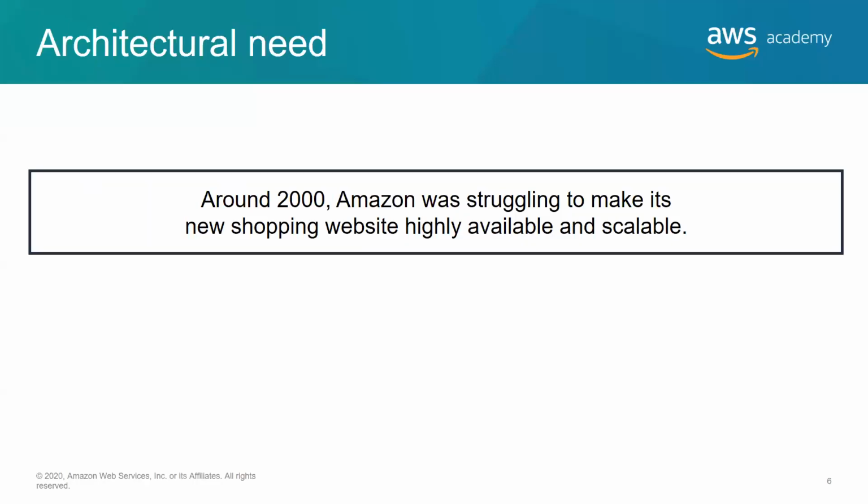Around 2000, Amazon was struggling to make a new shopping website. Do you know, before 2000, Amazon was trying to create this Amazon.in or .com website. It was struggling like anything because everything was totally messed up. They wanted to document it, scale it, and make it highly available and scalable.